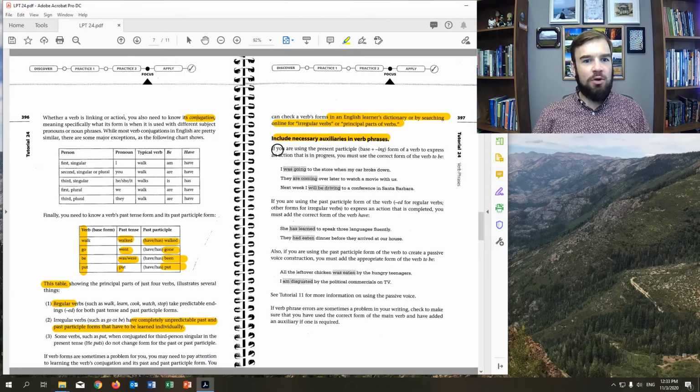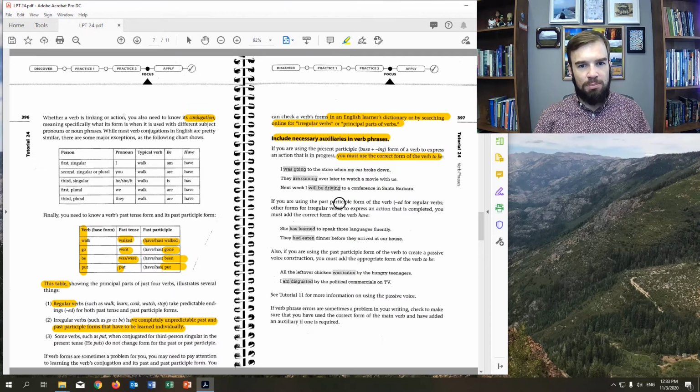Now, if you're using the present participle, for example, that's the ing form of the verb, to express an action that's in progress, you must use the correct form of the verb be. So, I was going to the store when my car broke down. They are coming over later to watch a movie with us. Next week, I will be driving to a conference in Santa Barbara.